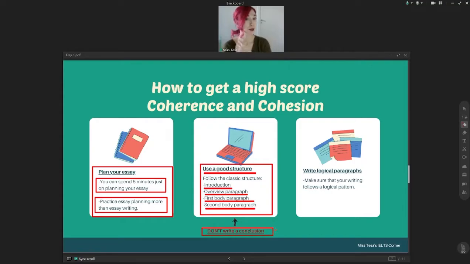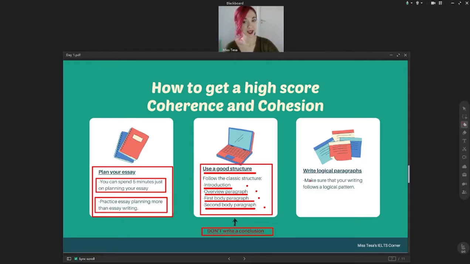And we are going to cover how to write each of these in day 2 and day 3. Okay, so in day 2 and day 3, we will cover how to write the introduction, the overview, and the body paragraphs. So look forward to that.